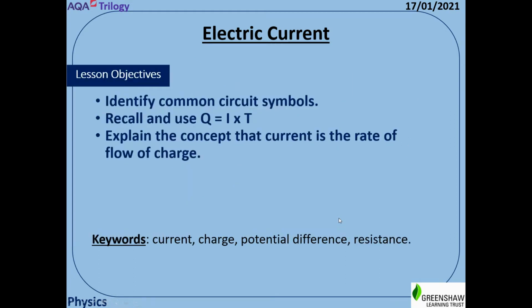So our learning objectives for today's lesson are that we need to be able to identify circuit symbols. Many of these you will already know, but there will definitely be some new ones. Recall and use the equation Q equals I times T, and I'll come on to that later. And explain the concept that current, which you should have heard of before, is the rate of the flow of charge. And again, I will go through that in a lot more detail further on through the lesson.